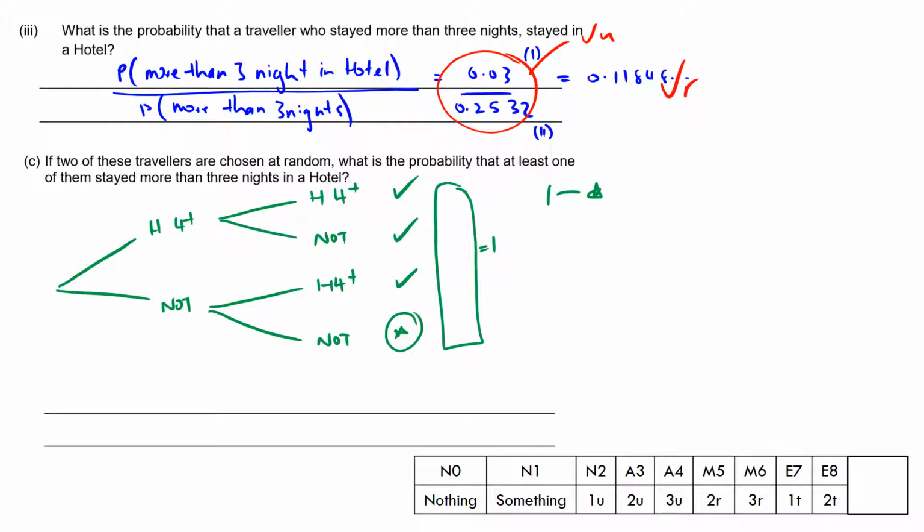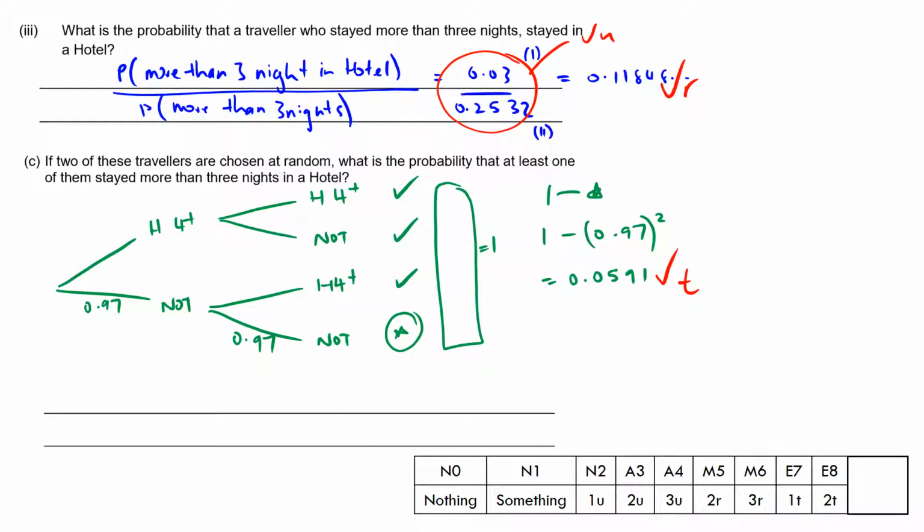Now that answer down there is, what's the probability they did not stay in a hotel for more than 3 nights? Well, that's just 0.97, isn't it? Remember our answer from the first part was 0.03, so that's 0.97. So we get 1 minus 0.97 squared. That should give you an answer of 0.0591. That there gives you an excellence tick.